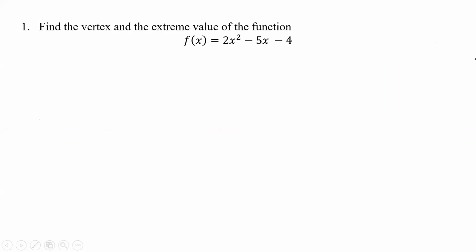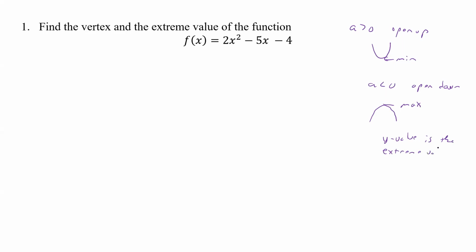So remember, depending on if a is greater than 0 or less than 0: if a is greater than 0, that's going to open up, and when it opens up, we get a minimum. If a is less than 0, it opens down, and when it opens down, we're going to get a max. And remember, the y value is the extreme value. So whether it's the max or the min, it's going to be this extreme value. So what that means is we have to find the whole vertex. And that's why it says find the vertex and the extreme value.